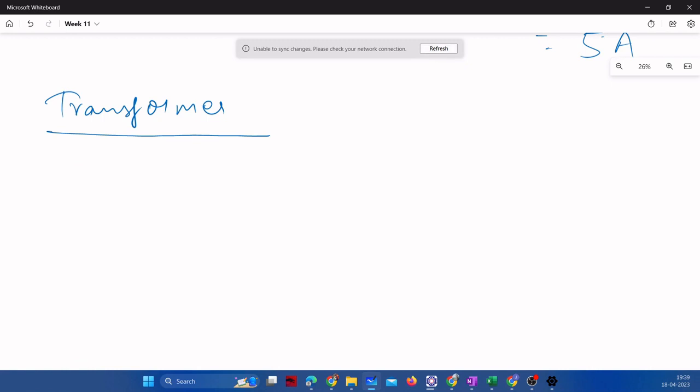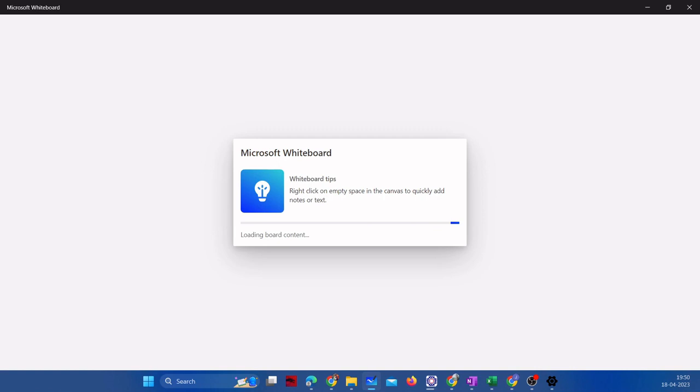Oh, I think I have lost the connection. Formal, we have completed the design of the inductor.